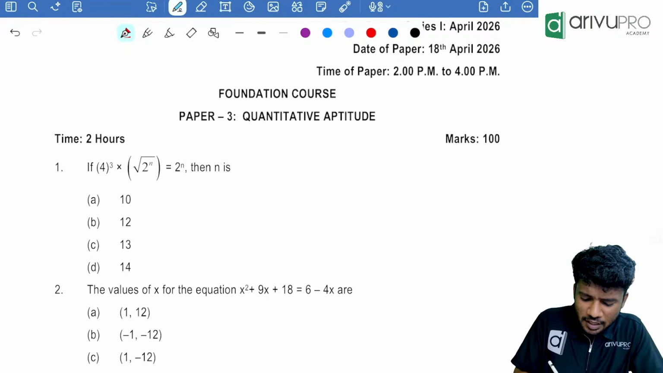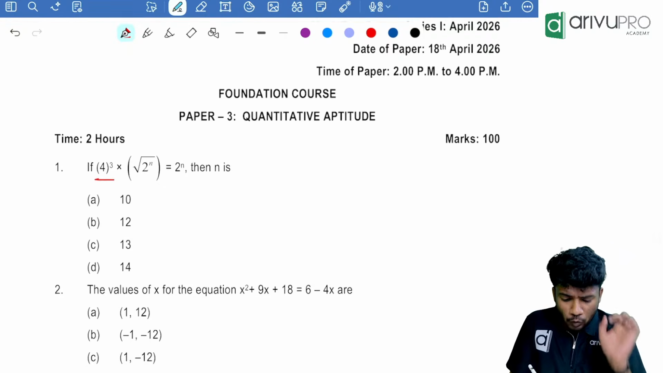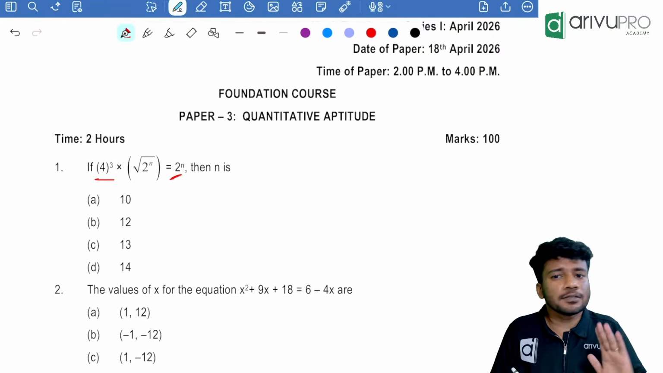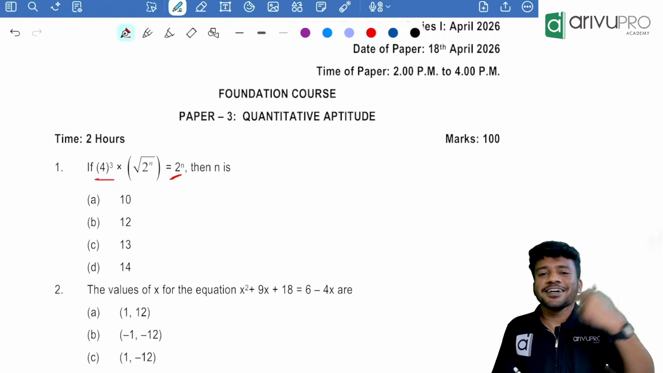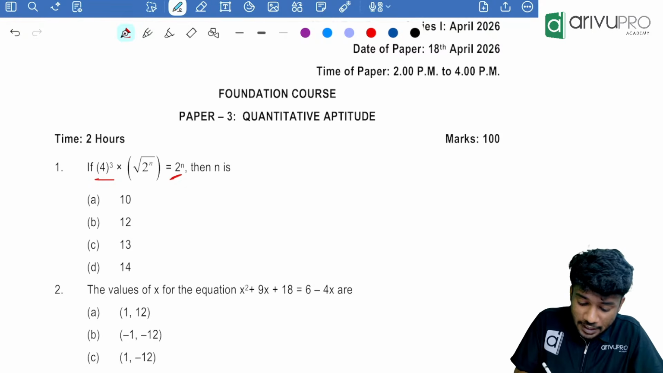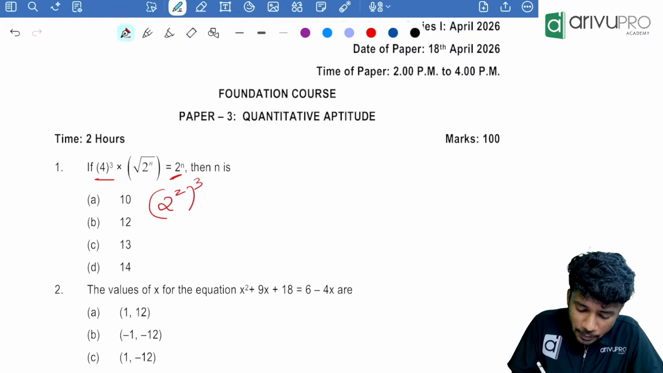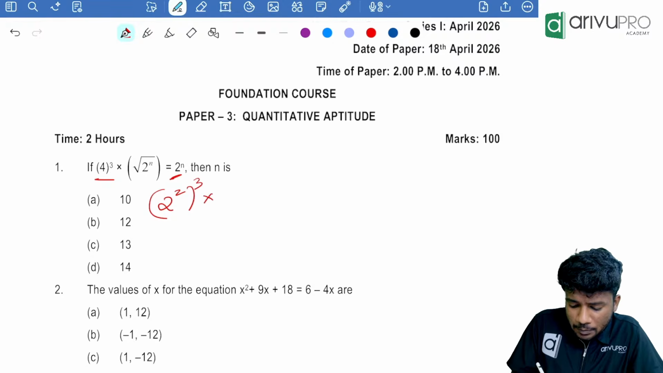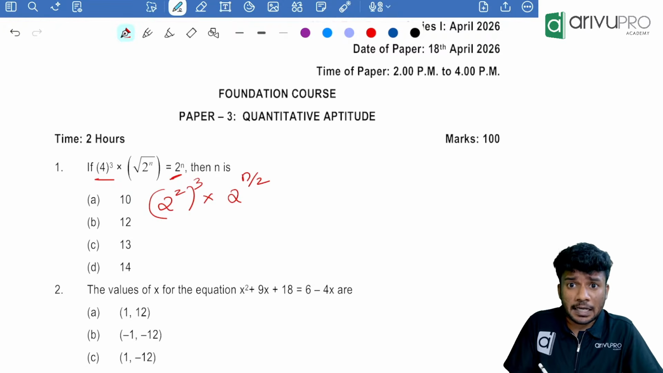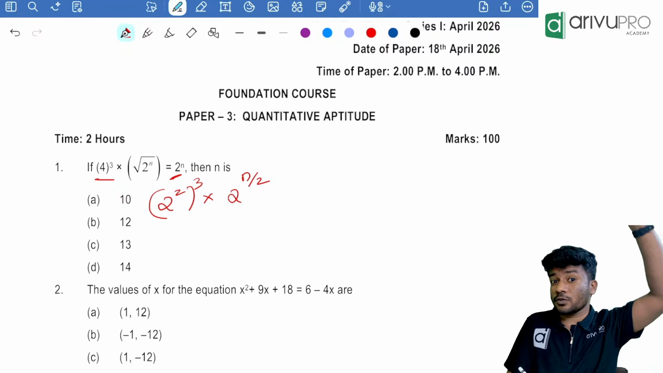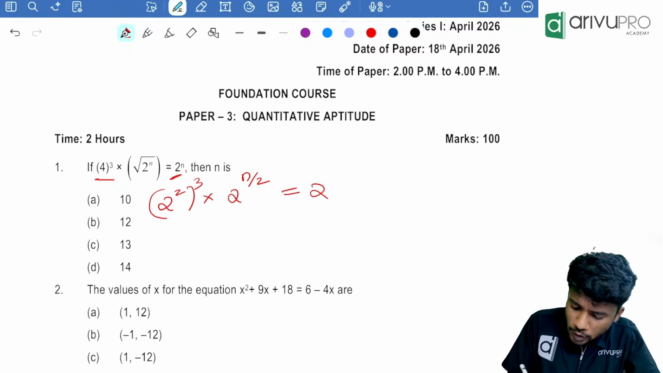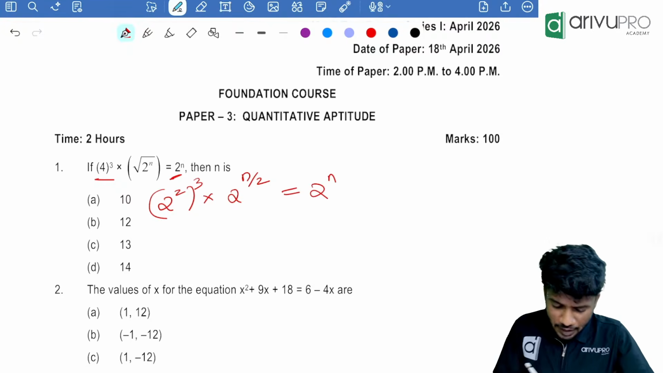The first question is this: if 4 raised to 3 into root of 2 raised to n is equal to 2 raised to n. If they want us to write everything in terms of 2, that's why in LHS and in RHS, 2 power is there, correct? So we need to convert that. For example, 4 can be written as 2 square, the whole cube, into root of 2 raised to n, which can be written as 2 raised to n by 2, correct? Why? Because root of 2 raised to n can be written as 2 raised to n, raised to 1 by 2. So it is nothing but 2 raised to n by 2. That is the given thing.